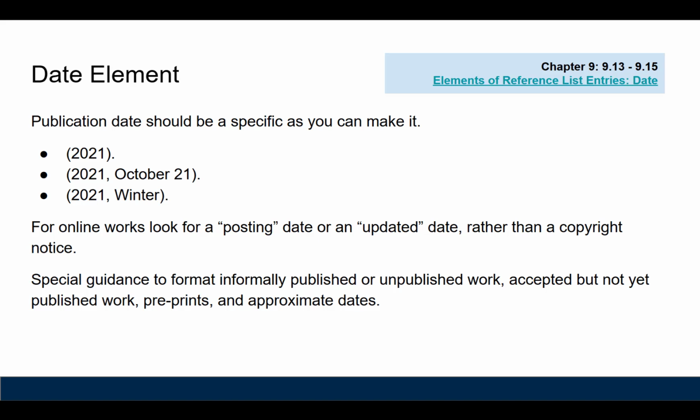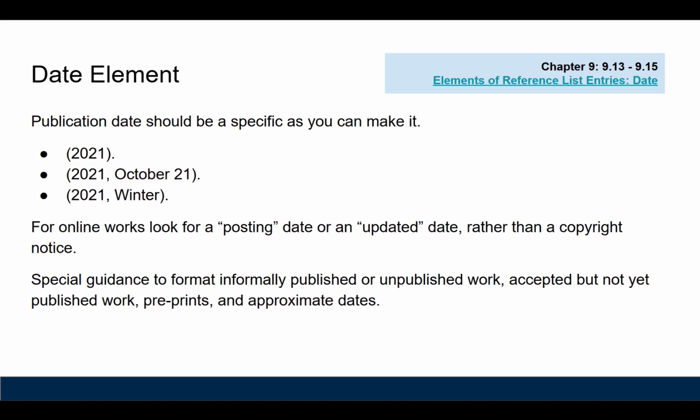With print works like books, journal articles, or news works, the date should be relatively easy to find because there is some standardization in how they are published. Dates from online works are sometimes a little bit more difficult to find, but posted or updated dates should be used rather than a copyright date. We'll look at examples of both in a little bit.